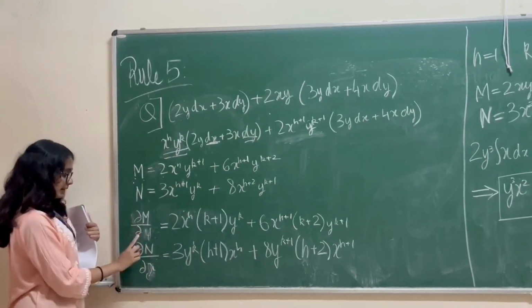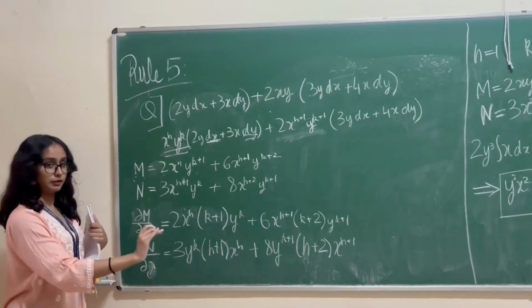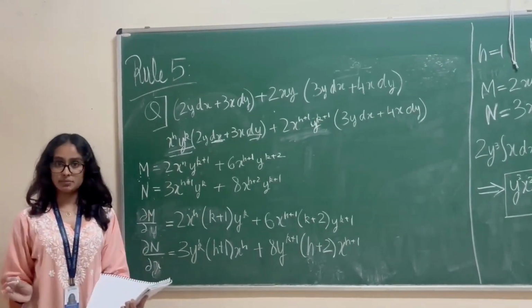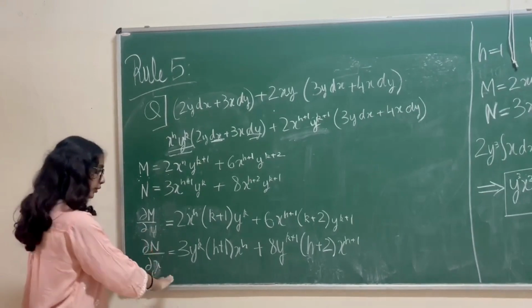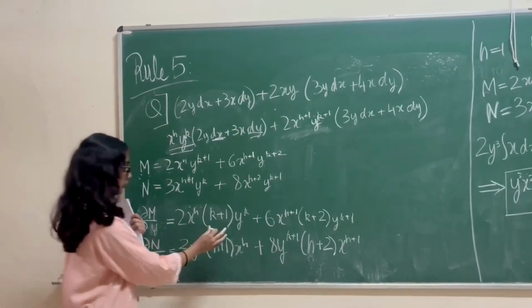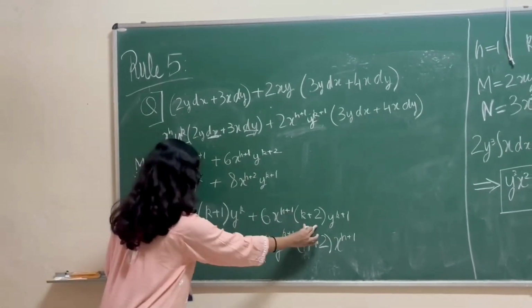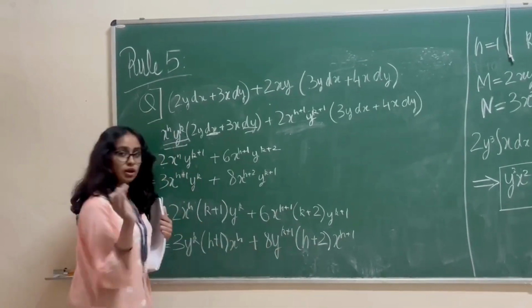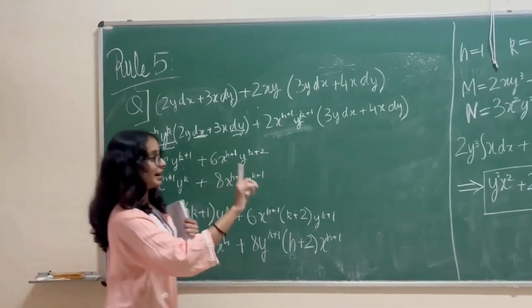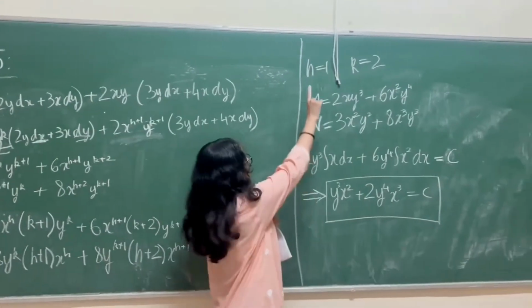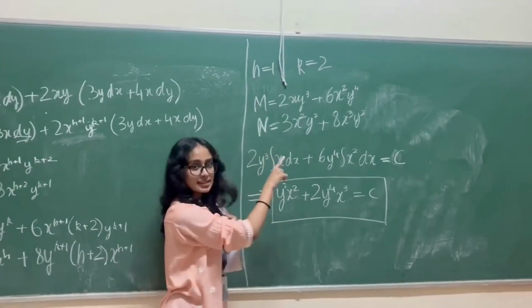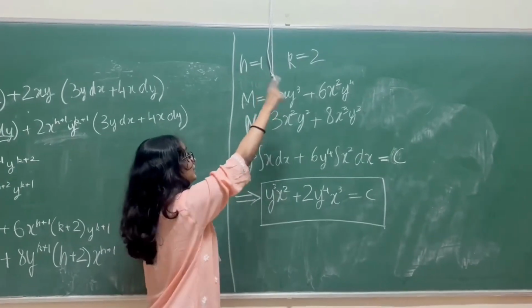Now, we will find ∂M/∂y and ∂N/∂x by partial differentiation. Now, we take the assumption that ∂M/∂y is equal to ∂N/∂x. Hence, we can use the coefficients of x^k+1, x^k+2, y^h+1 and y^h+2 and solve them simultaneously. By solving them simultaneously, we can get the values of h and k. Like in this case, we have got h is equal to 1 and k is equal to 2.